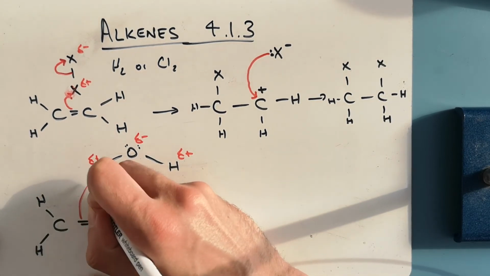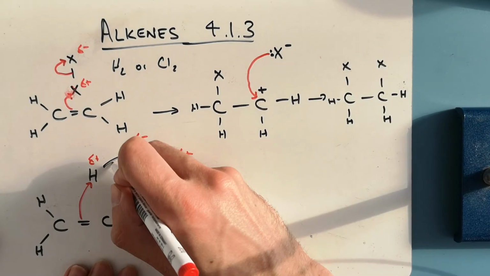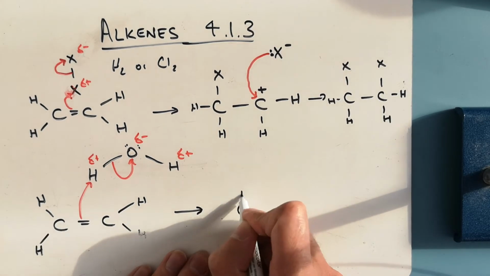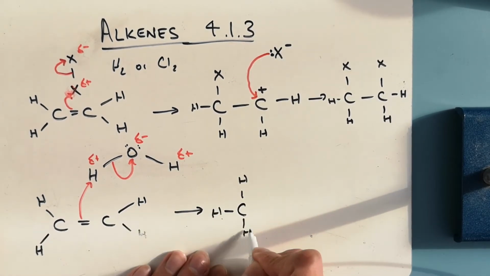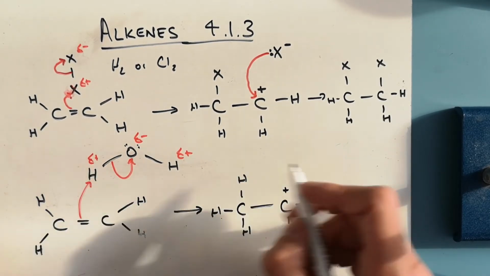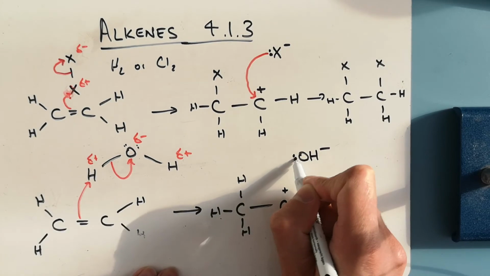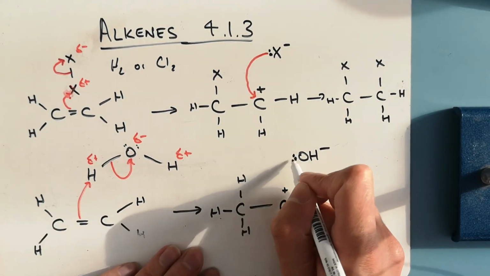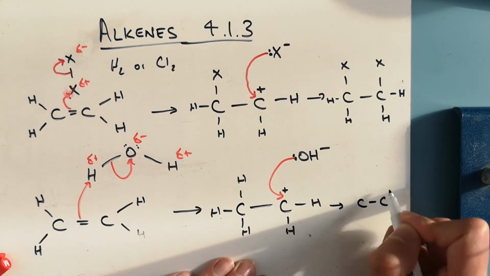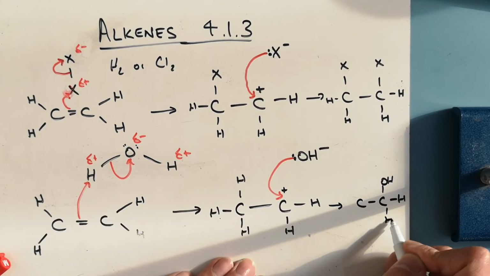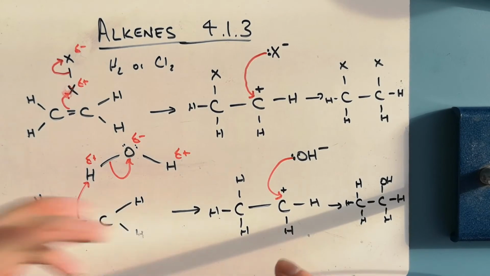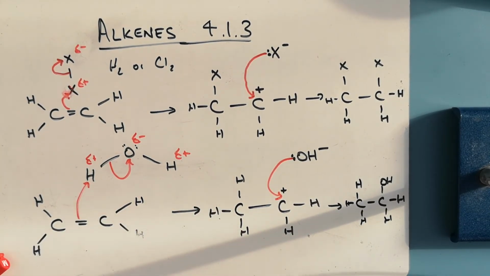So the pi bond breaks and goes to there, and this bond breaks and goes into the oxygen, which gives us the intermediate like this, and then the OH minus goes back into the carbon to now give us an alcohol. So everything's been added on. We used an electrophile to do it, so electrophilic addition.